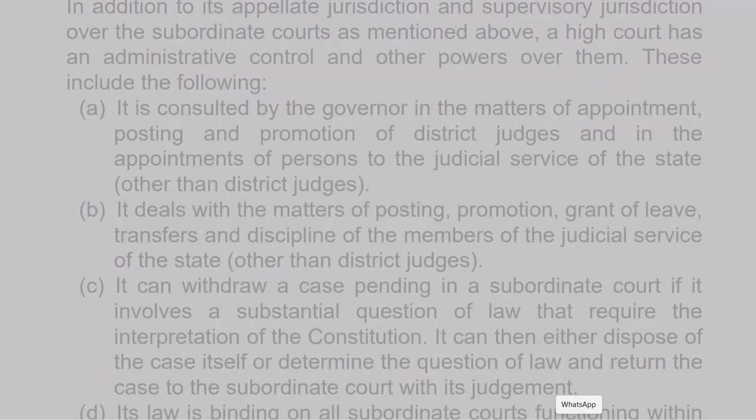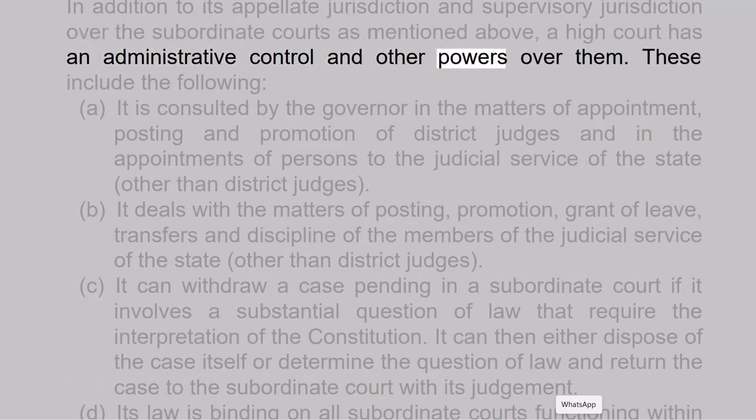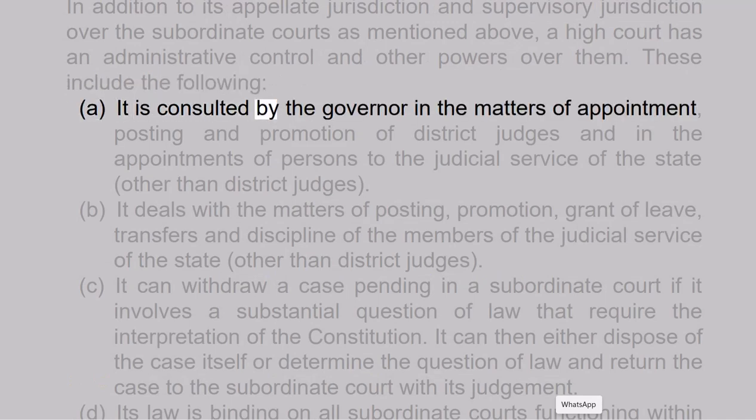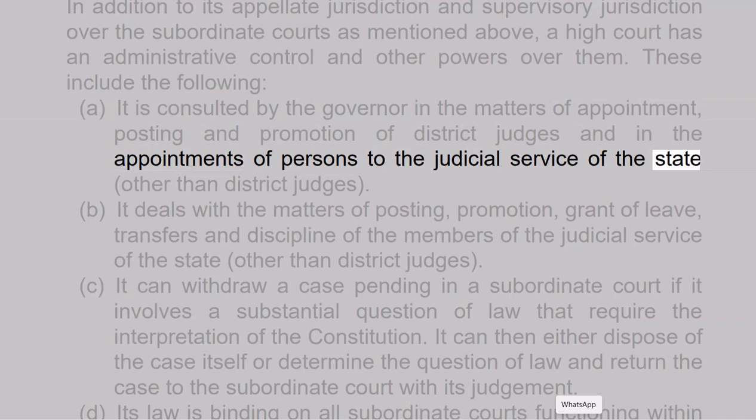In addition to its appellate jurisdiction and supervisory jurisdiction over the subordinate courts, as mentioned above, a high court has an administrative control and other powers over them. These include the following. A. It is consulted by the governor in the matters of appointment, posting and promotion of district judges, and in the appointments of persons to the judicial service of the state, other than district judges.